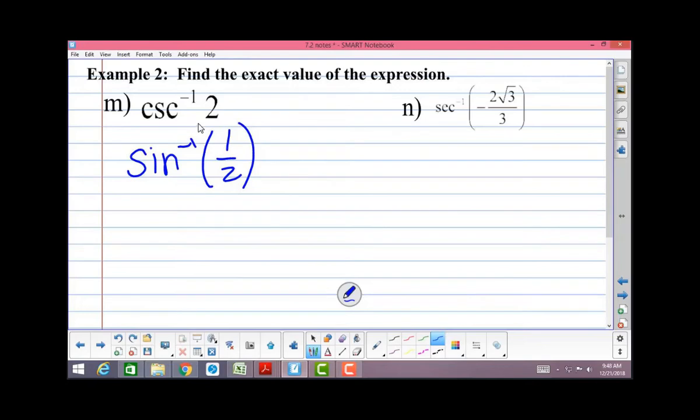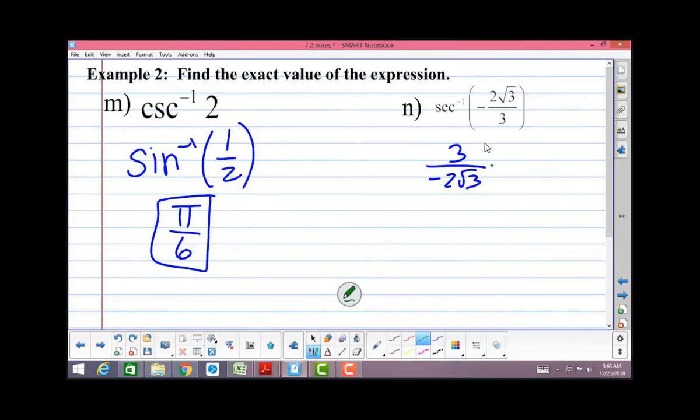Where is the cosecant equal to 2? And where is the sine equal to 1/2? Now that's unit circle. And where is the sine equal to 1/2? That's the first quadrant. And we know the answer is pi over 6. In this next one, we have where is the secant equal to negative 2 root 3 over 3.